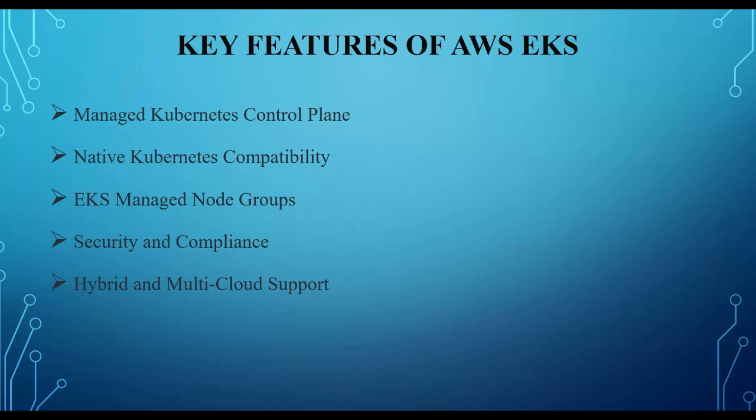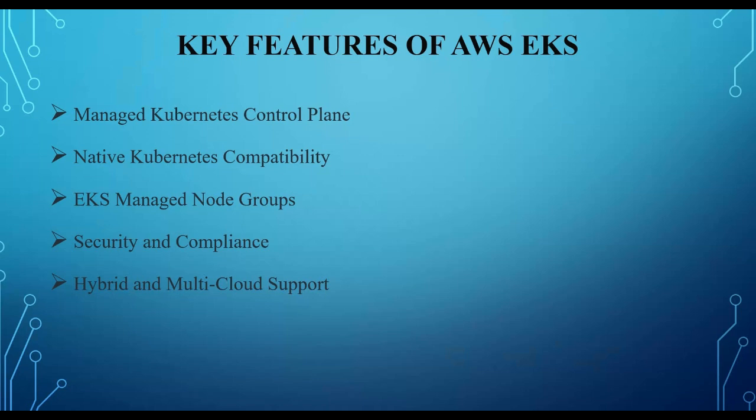The next is EKS managed node groups. They run EKS optimized images with automatic provisioning and lifecycle management of the node group, with updates and security patches keeping your worker nodes secure without manual intervention. It can also automatically scale the number of worker nodes in response to application demands, ensuring you have the right amount of compute power at all times.